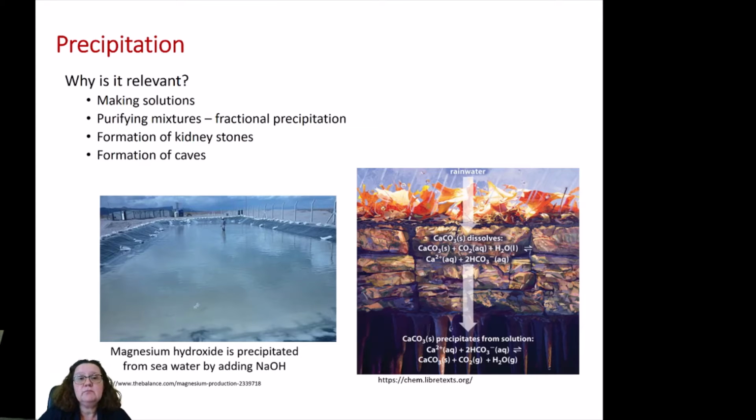It has some unfortunate effects, for example, as we have mentioned in a previous slide, the formation of kidney stones, which is the precipitation of calcium 2+ salts in our kidneys. It also has relevance in the formation of caves and of stalactites and stalagmites, which is the precipitation of calcium salts in the form of calcium carbonate in nature.